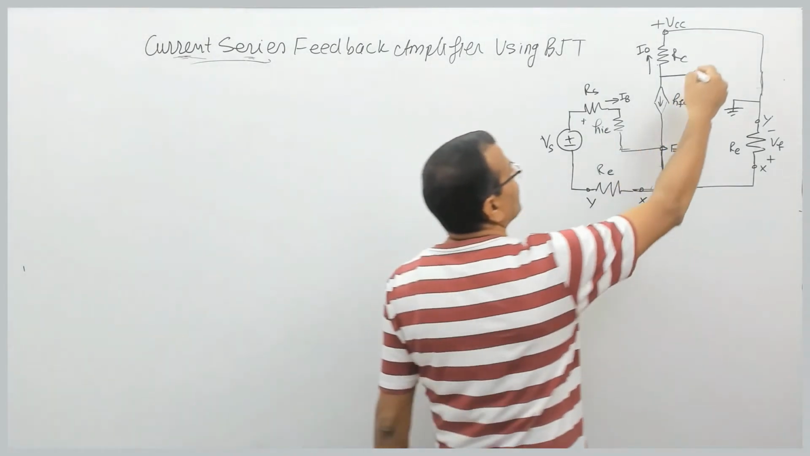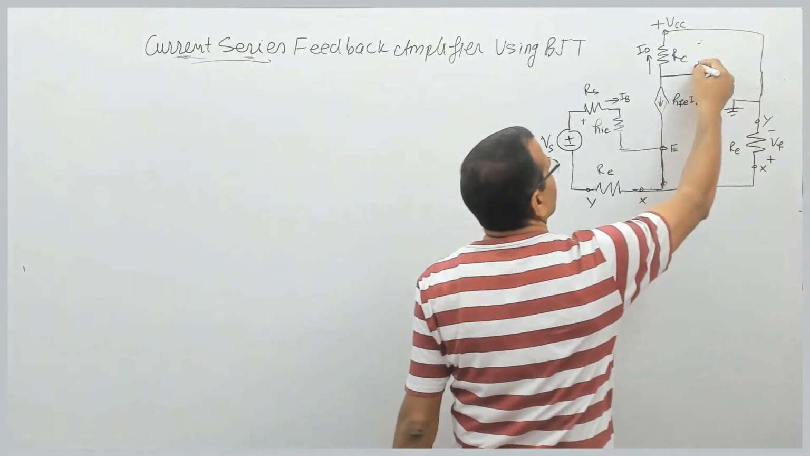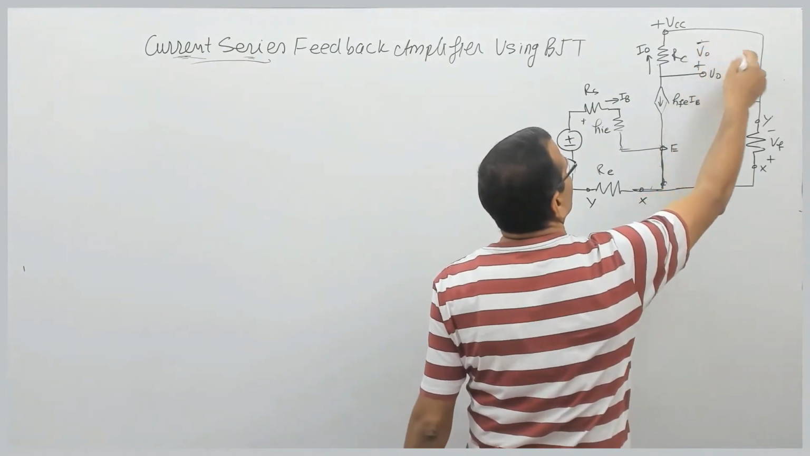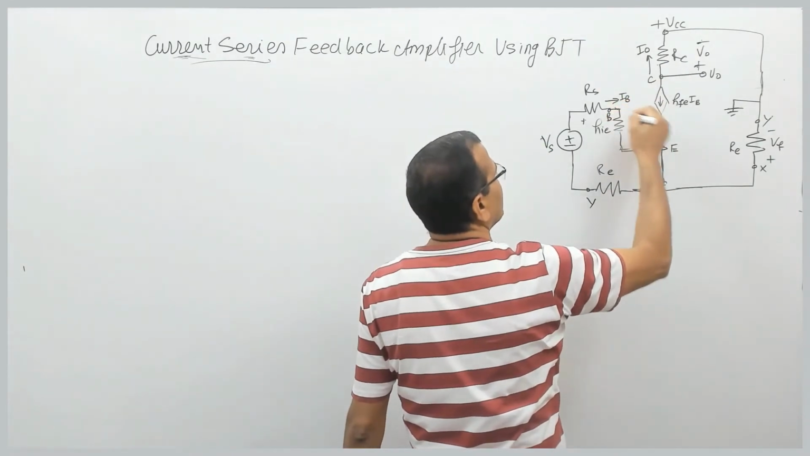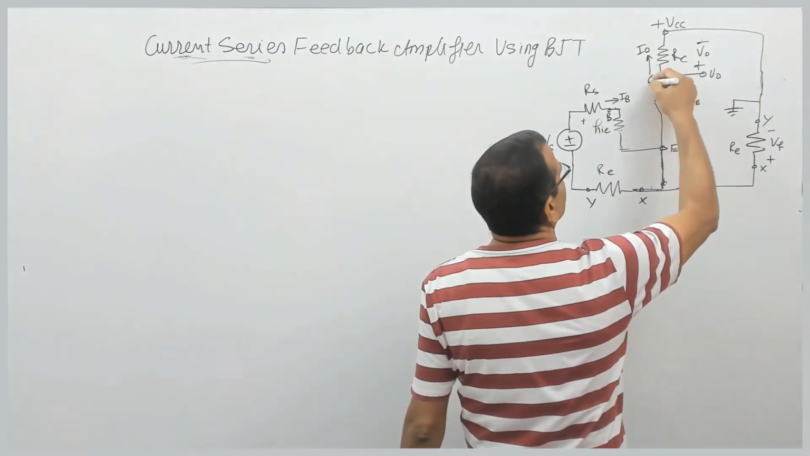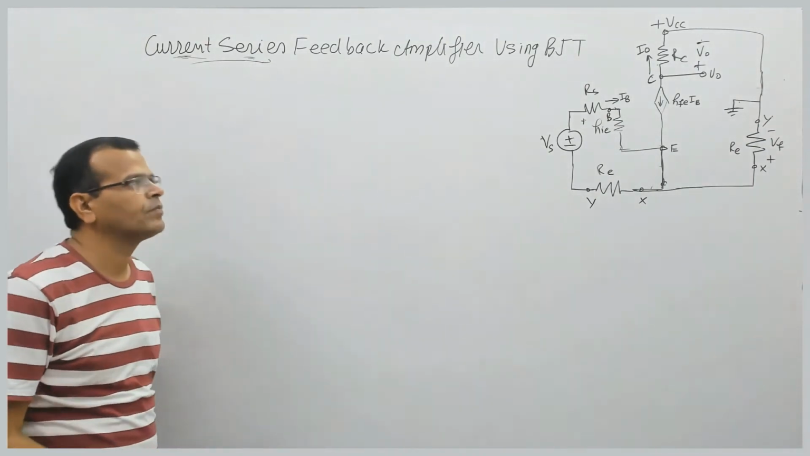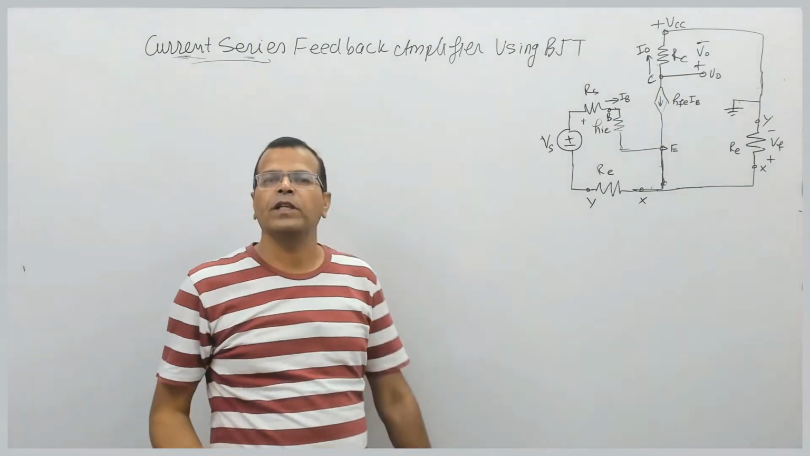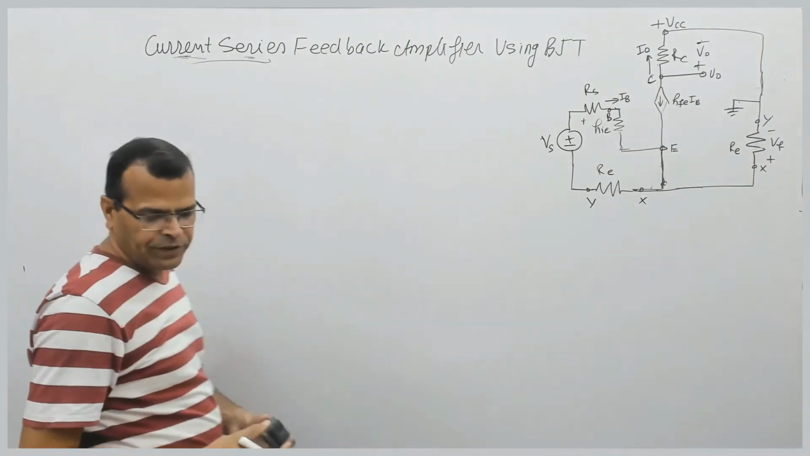So the output voltage is the voltage across this. This voltage is the output voltage, between terminal C and ground. This is the base terminal of the transistor, this is E. So the voltage between C and ground is the output voltage. I hope it's clear. Now let us proceed further.